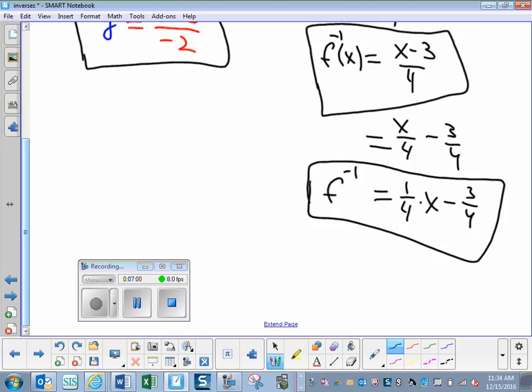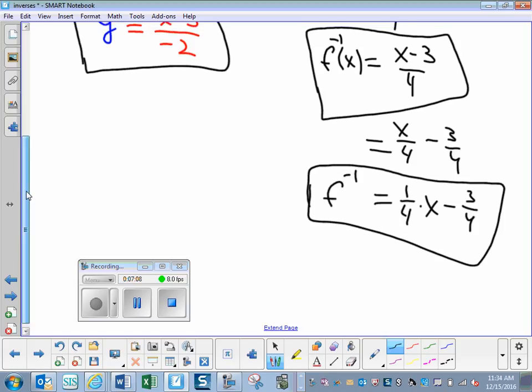Because this is the standard form for a linear function, if you can see. There is the coefficient of x, and there is the constant. Just make sure that you know how to do this.